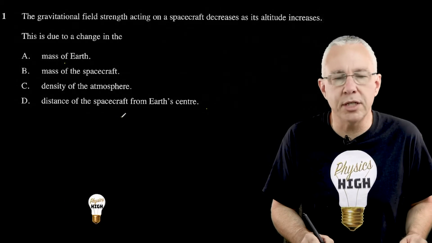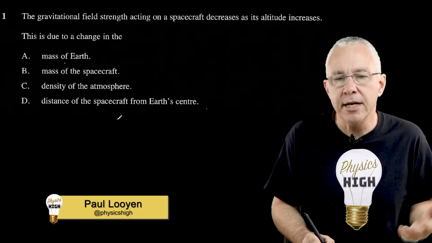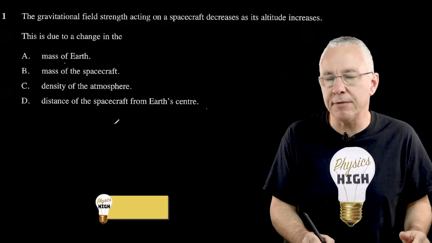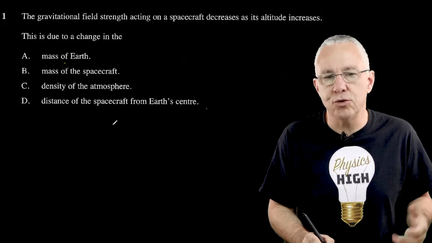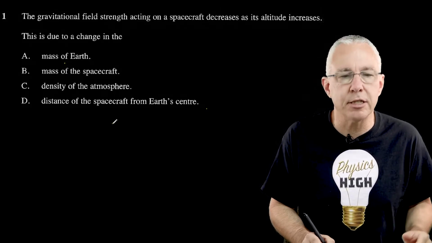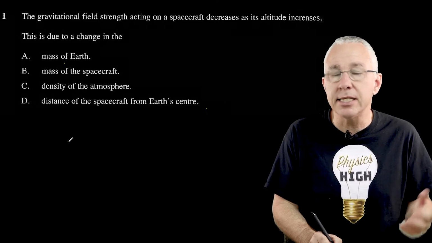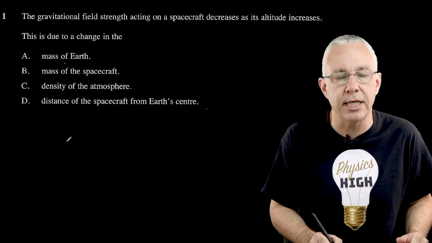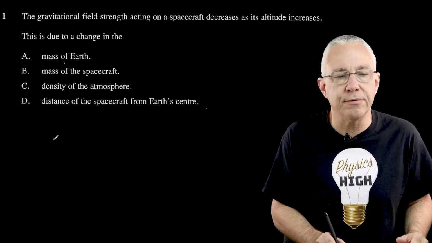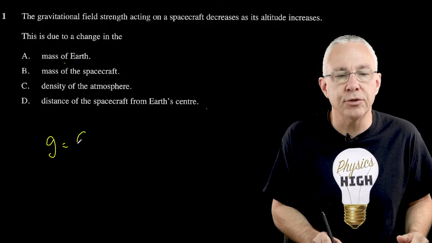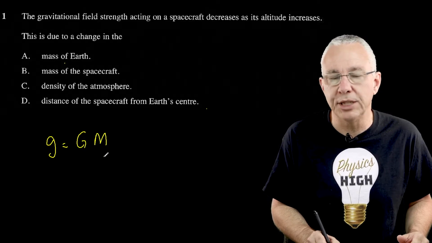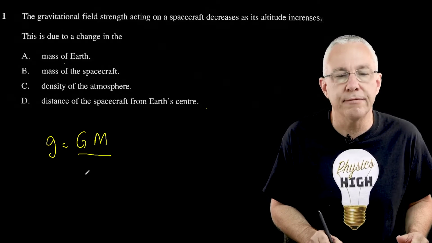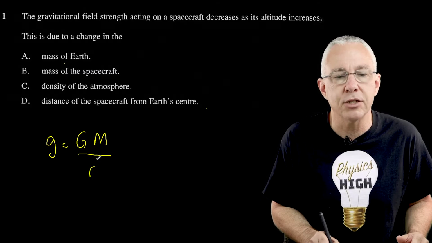So let's start with question number 1, which is from Module 5. The gravitational field strength acting on a spacecraft decreases as its altitude increases. And this is due to one of four things: the mass of the Earth, mass of the spacecraft, density of the atmosphere, and the distance of the spacecraft from the Earth's center. Now, the formula for the gravitational field strength, g, is equal to the gravitational constant multiplied by the mass of the object that is being orbited, in this case the Earth, divided by the radius squared.